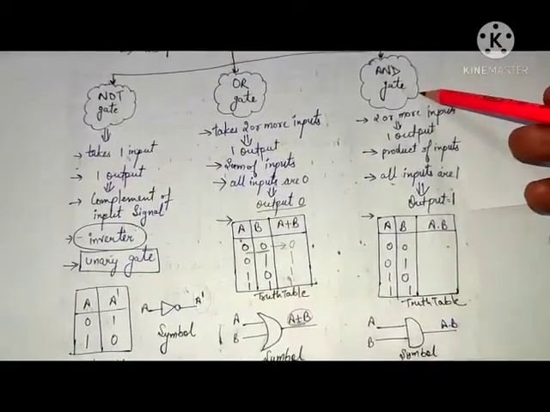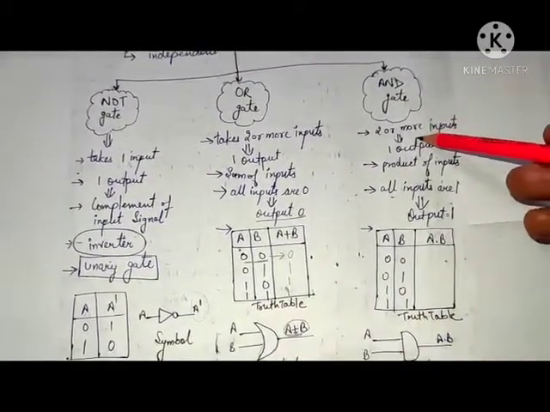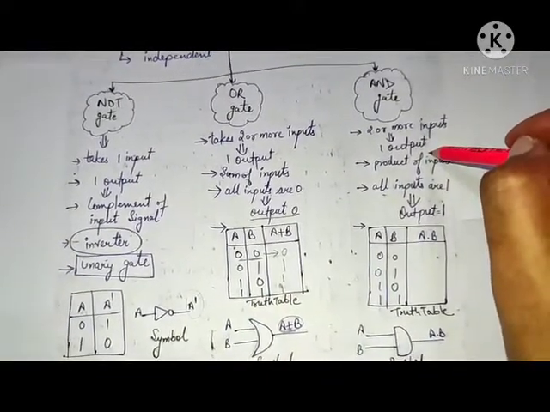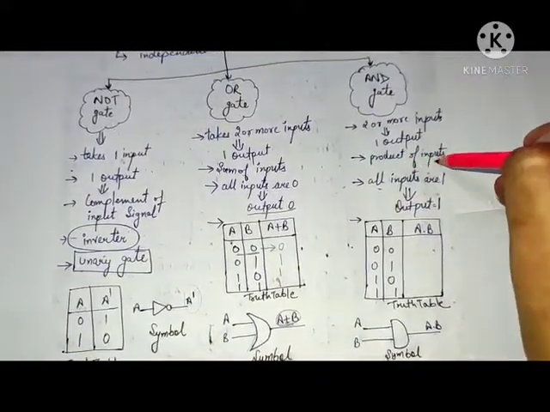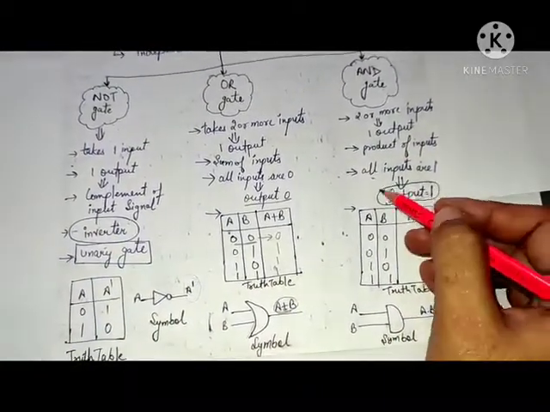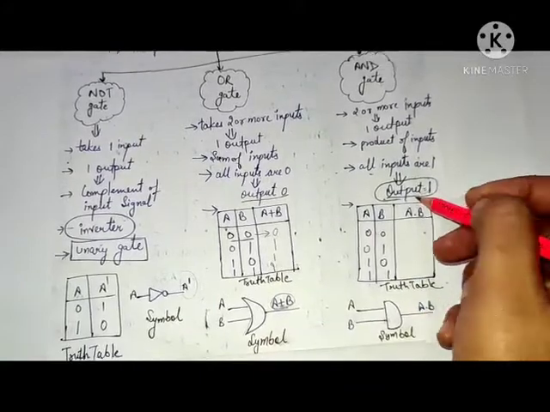Next is AND gate. It also takes two or more inputs and produces one output. The output is the product of all the inputs. If all the inputs are 1, then only the output is 1, otherwise the output is 0.